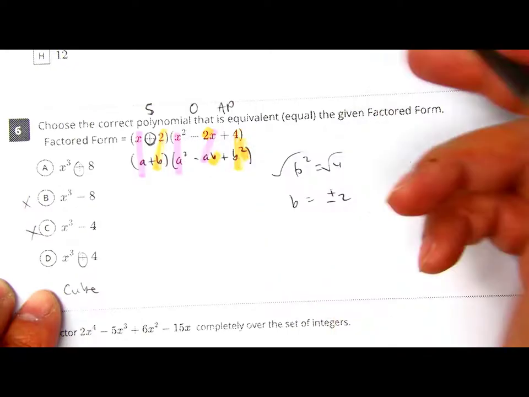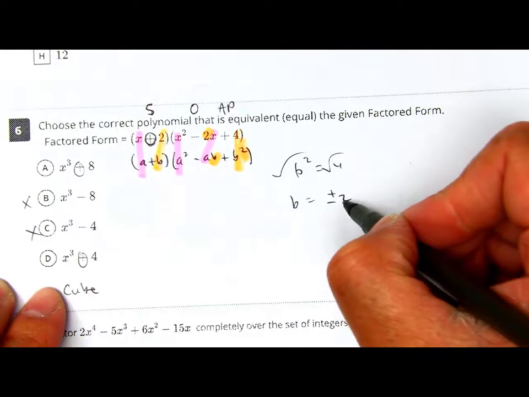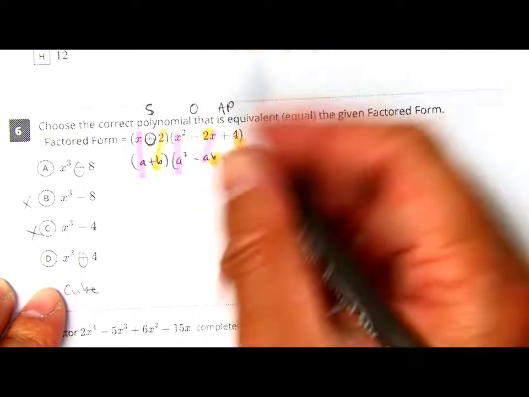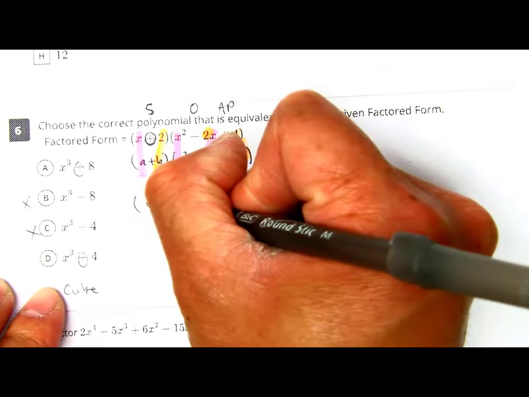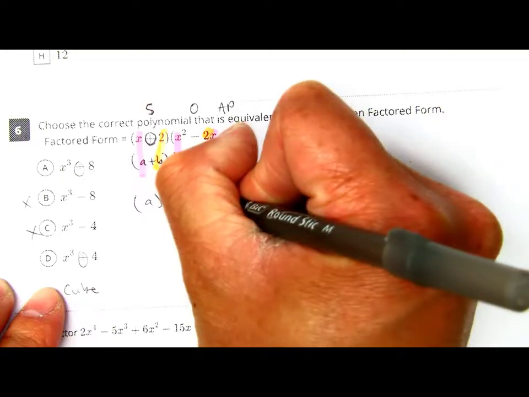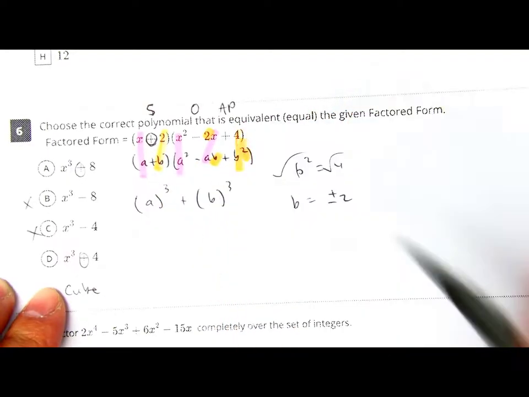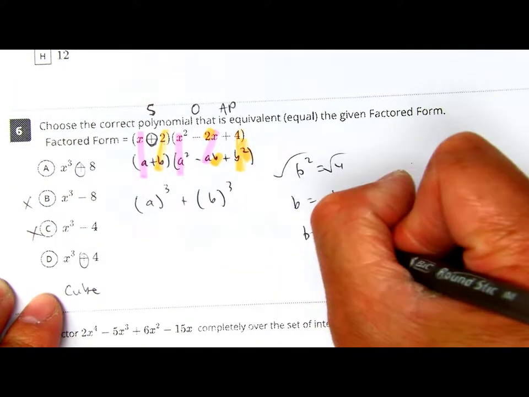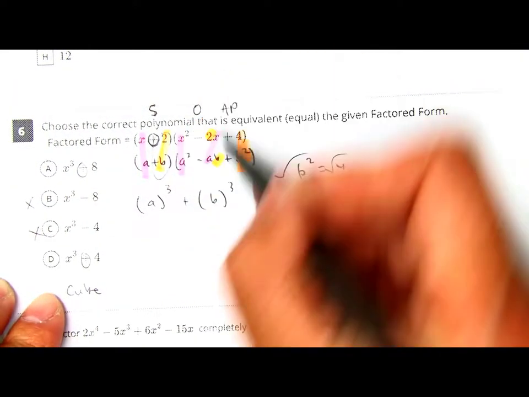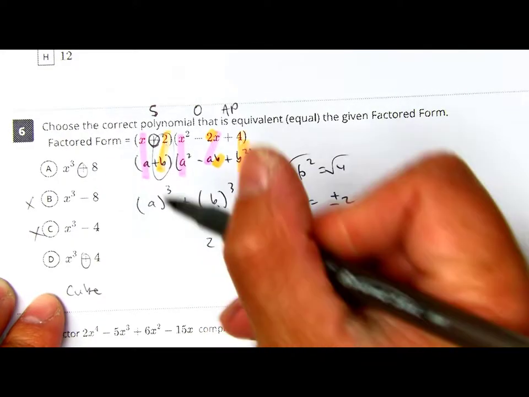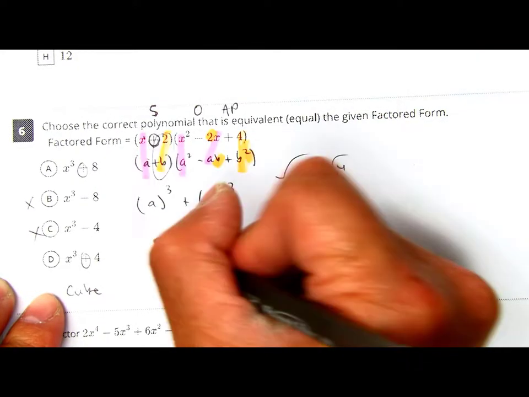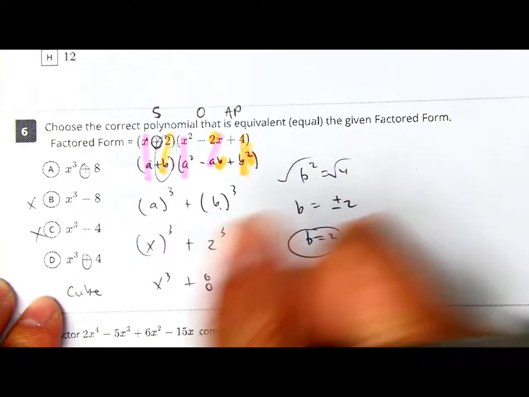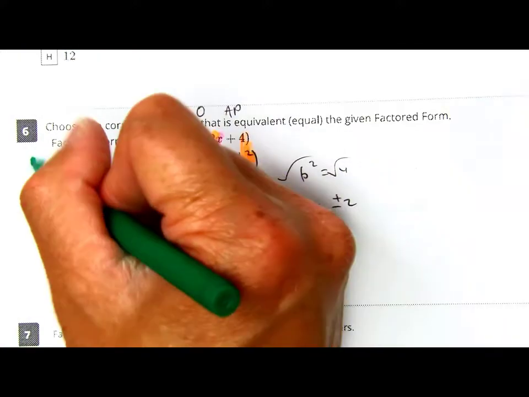Okay, so b is 2 now, pay attention. That means in the form it would be a cubed plus b cubed. So b is going to be a positive 2. We know that from over here. If you put in 2 here, you would get this. A was x, right? So you have x to the third plus 8. And that would be letter A is your answer.